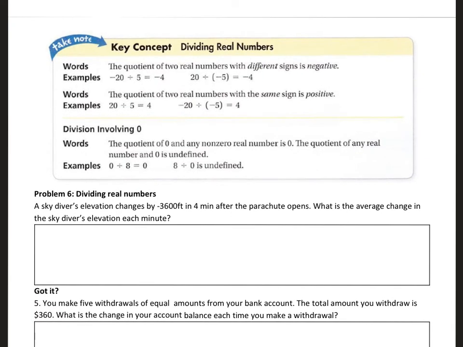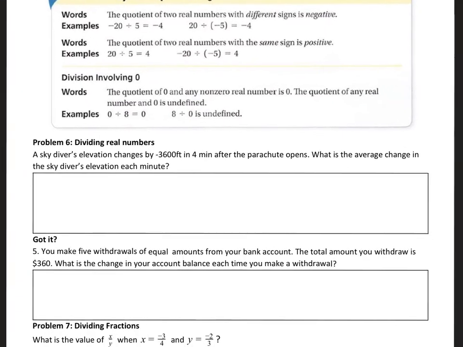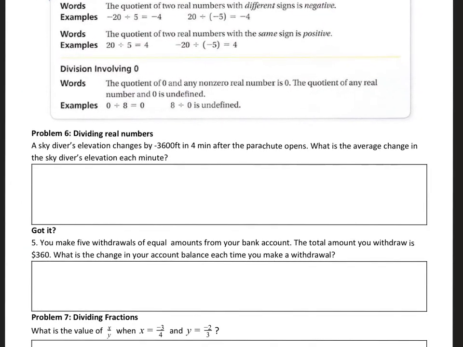And then finally, dividing real numbers. A lot like multiplying, except, with the signs and everything is the same. We're just dividing. I mean, that's the main thing. Division involving 0 is an important thing. If I take 0 divided by anything, except for 0, my result is 0. But if I divide by 0, that's undefined. So you can't divide anything by 0, just to keep that in mind, okay?